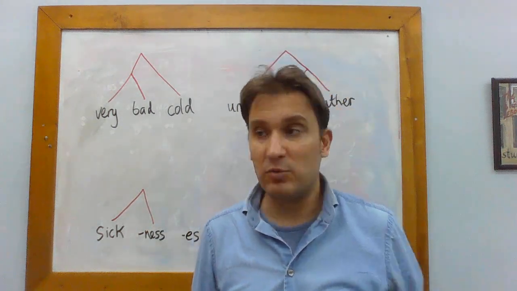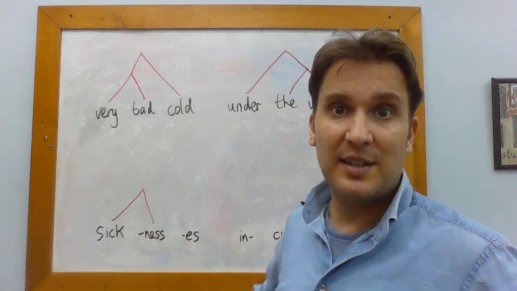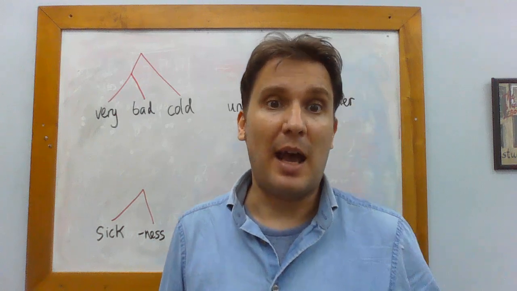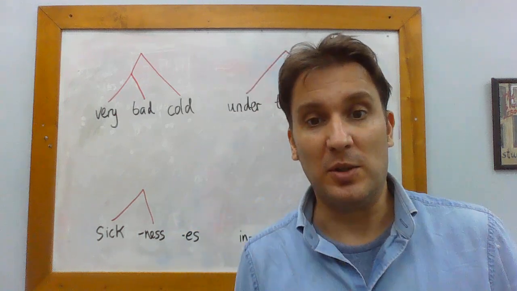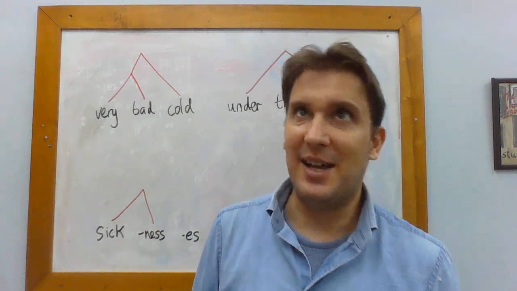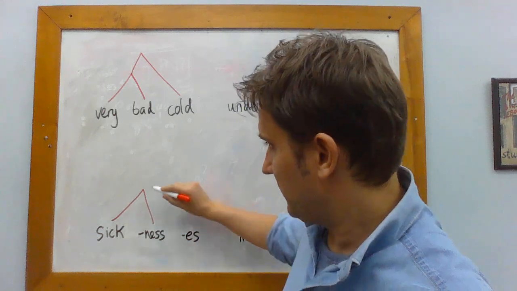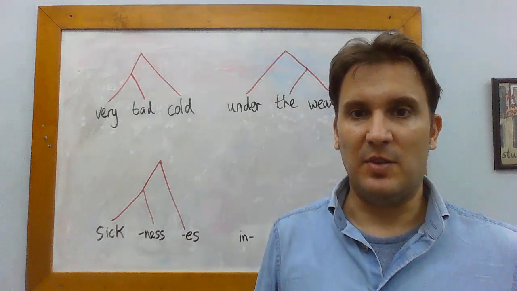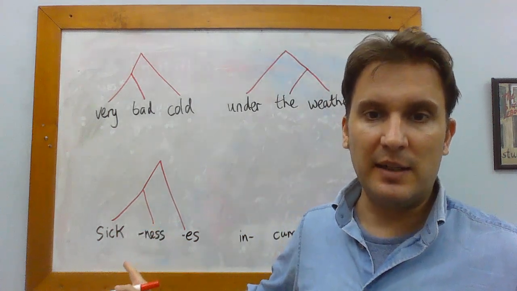Sickness, and that makes a noun, right? That's one of the things we know about ness, that it makes nouns. You add it to adjectives and it gives you a noun. And once you have a noun, you can make it plural by adding s or es or whatever onto the end of it. Like that. So that's the tree diagram for that word there.